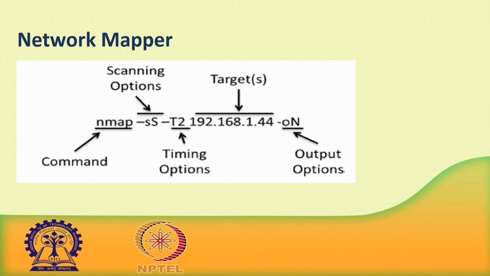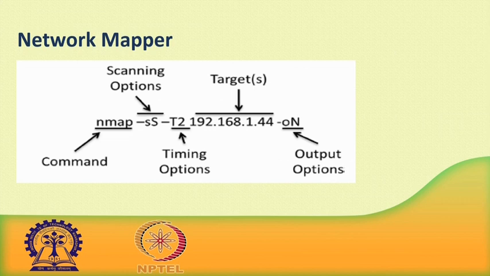Polite mode slows down the scan to use less bandwidth and target machine resources. Normal mode is the default, and so dash capital T3 does nothing. Aggressive mode speeds scans up by making the assumption that you are on a reasonably fast and reliable network.